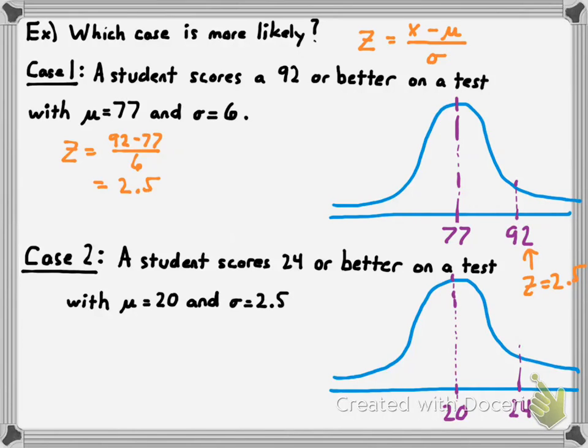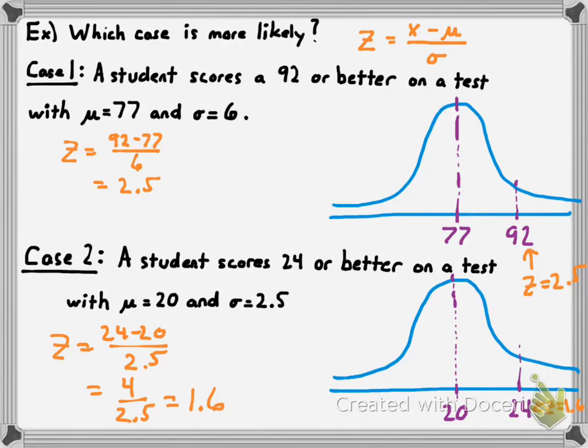And in case 2, well, we'll have z is equal to 24 minus 20 divided by the standard deviation 2.5. And so 4 divided by 2.5 is 1.6. Alright, so that's the z-score for the test score of 24 in the second example.